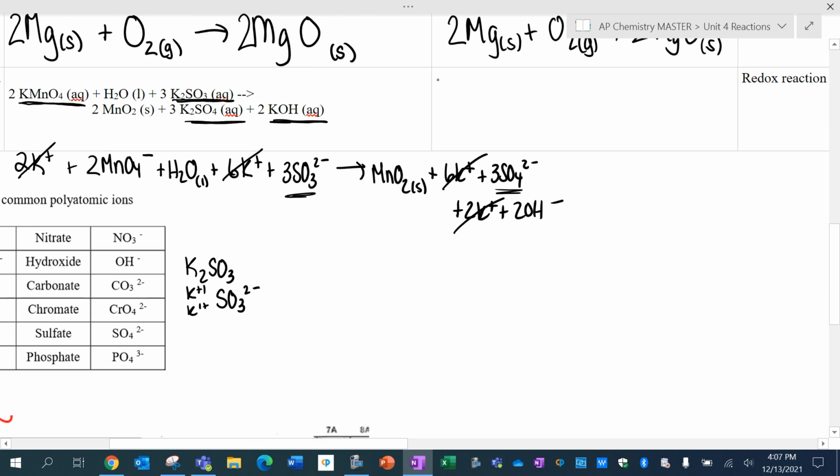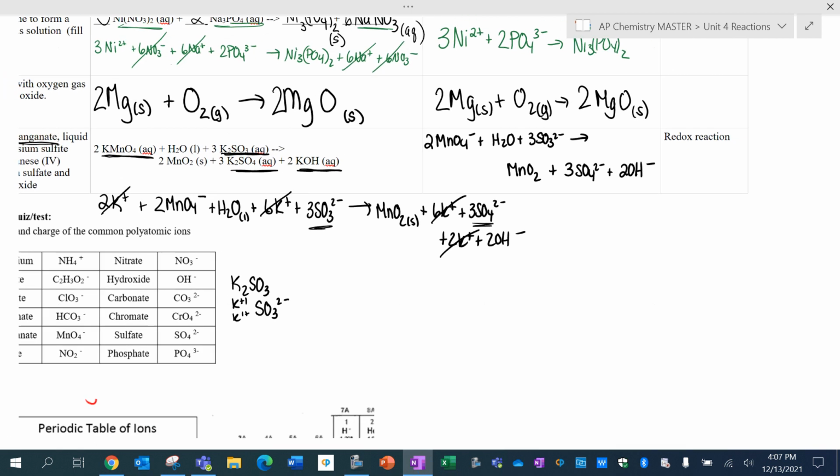So what's left over is you have 2 permanganate ions reacting with water and 3 sulfite ions. And it's going to make manganese oxide, which is a solid, and then 3 sulfates, and then you end up with 2 hydroxide ions. So that's our net ionic equation. That's an example of a redox reaction.